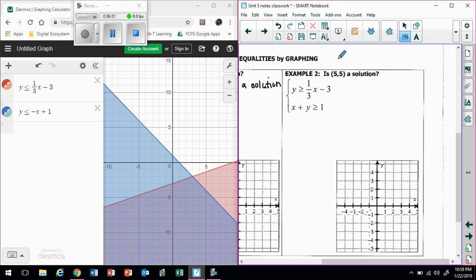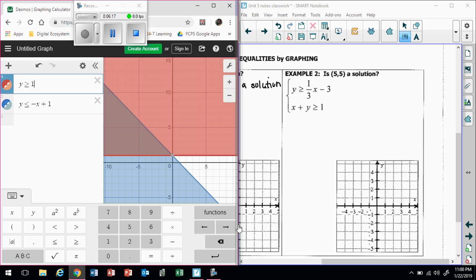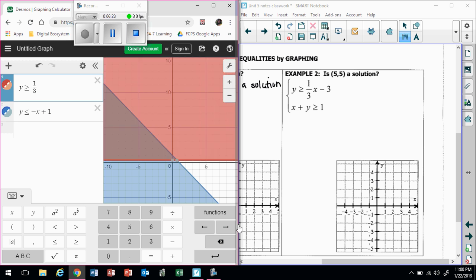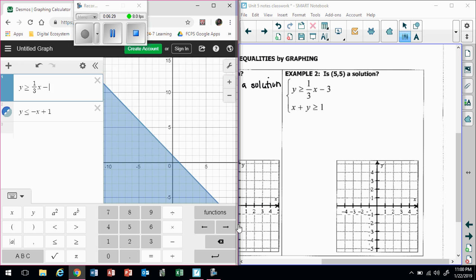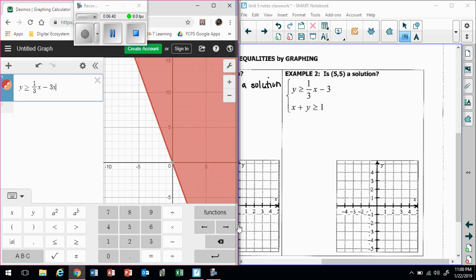So we're going to move along to example number 2. I want you to do the same thing for number 2, and I'm going to do the same thing here. I'm going to enter this in. I have y is greater than or equal to 1 divided by 3 x minus 3. Then I'm going to go down here, back this up some, and I want you to enter this in.